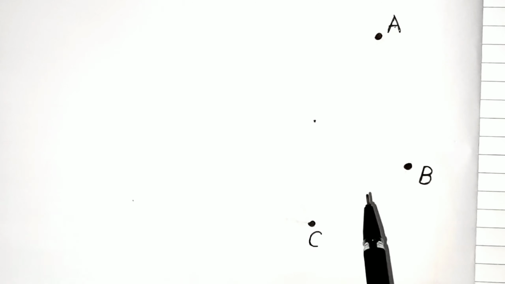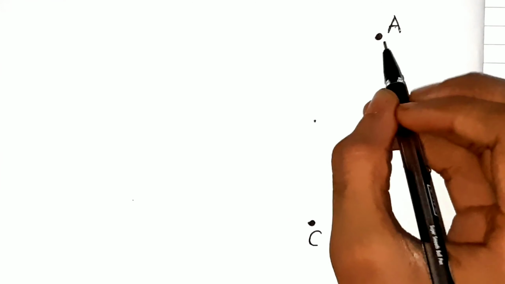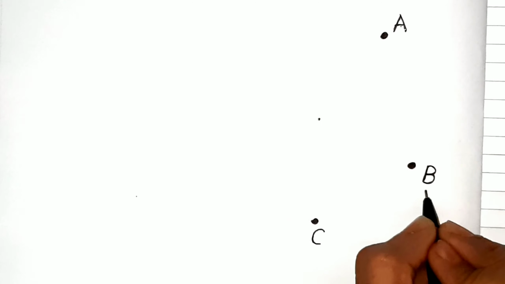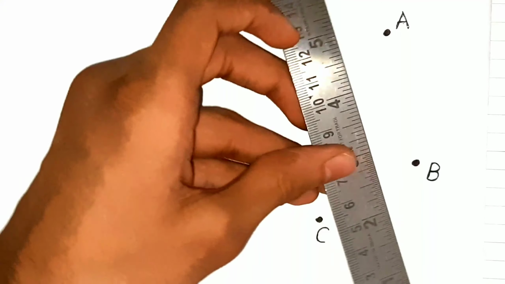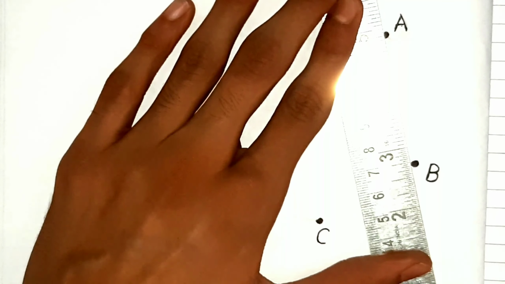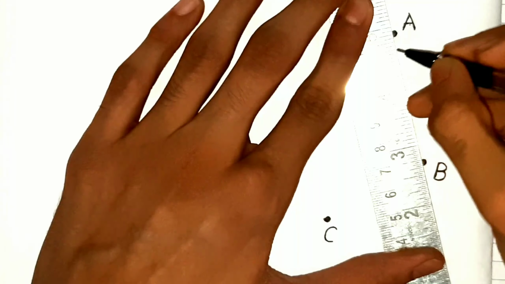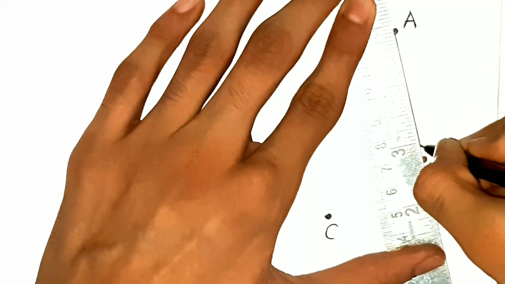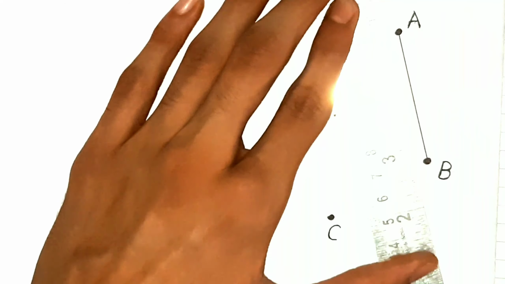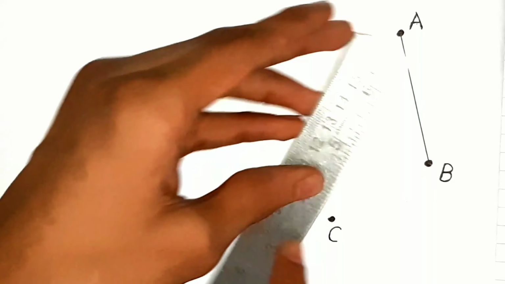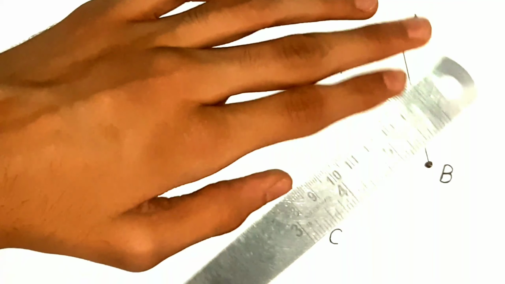So over here, first I have 3 points: point A, point B, and point C. In this case, we need to first make a circle that passes through all the 3 points, and we need to prove that only one circle can pass through all 3 of them. So I have a scale over here, and I'll join point A and point B first. Here I draw a line to join point A and point B. I'll do the same for point B and point C.